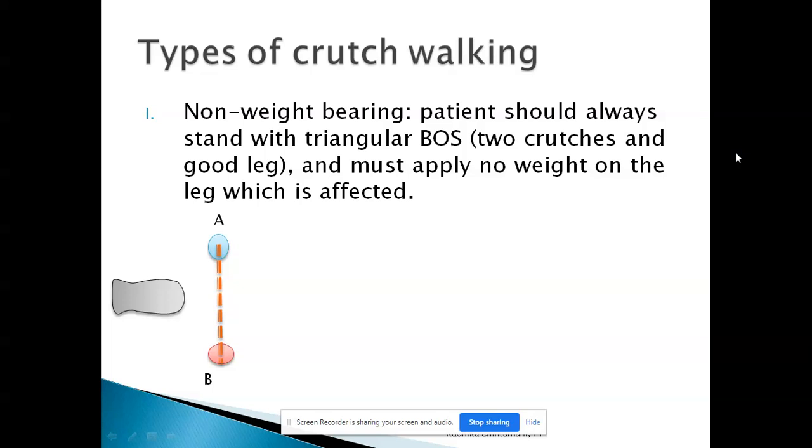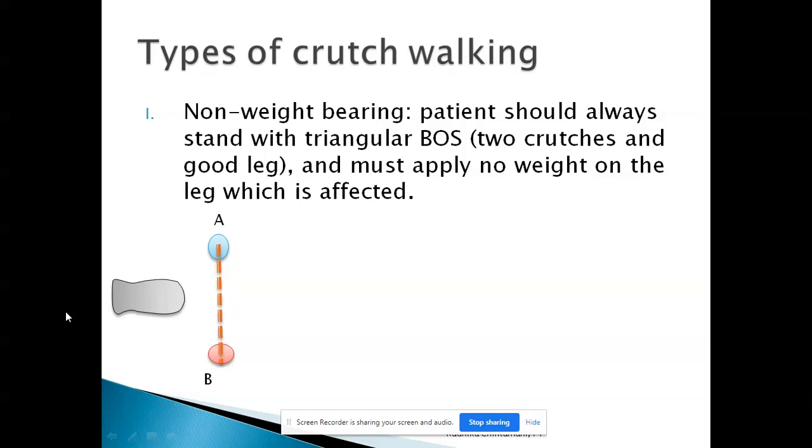The first one is non-weight bearing. Here there is a 3 point base of support, that is your crutch A, crutch B, and your good leg. Good leg here means an unaffected leg. The patient should always stand with a triangular base of support, two crutches and the good leg, and must apply no weight on the affected leg, the bad leg.